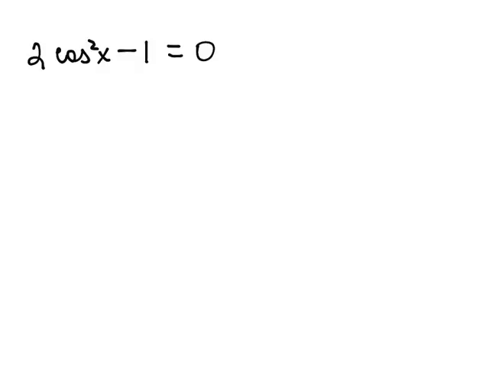We want to solve 2 cosine squared x minus 1 equals 0. So we want to isolate the trig term. So I'm going to add 1 to both sides. That will give me 2 cosine squared x equals 1. Then I'm going to divide both sides by 2 to get the cosine squared of x as a half.